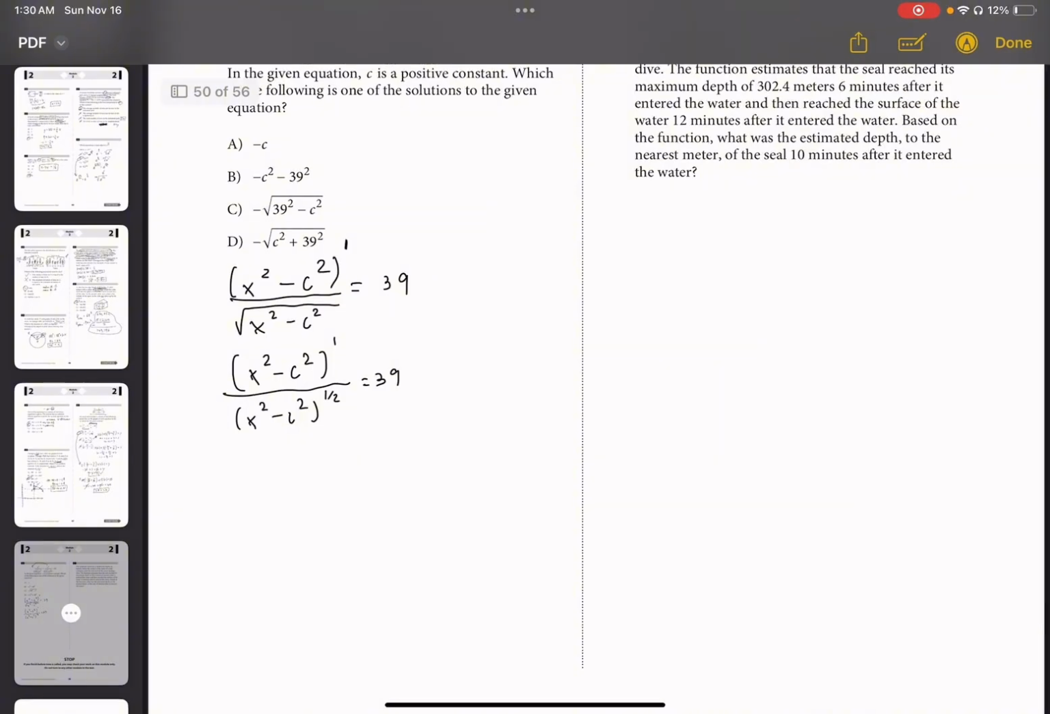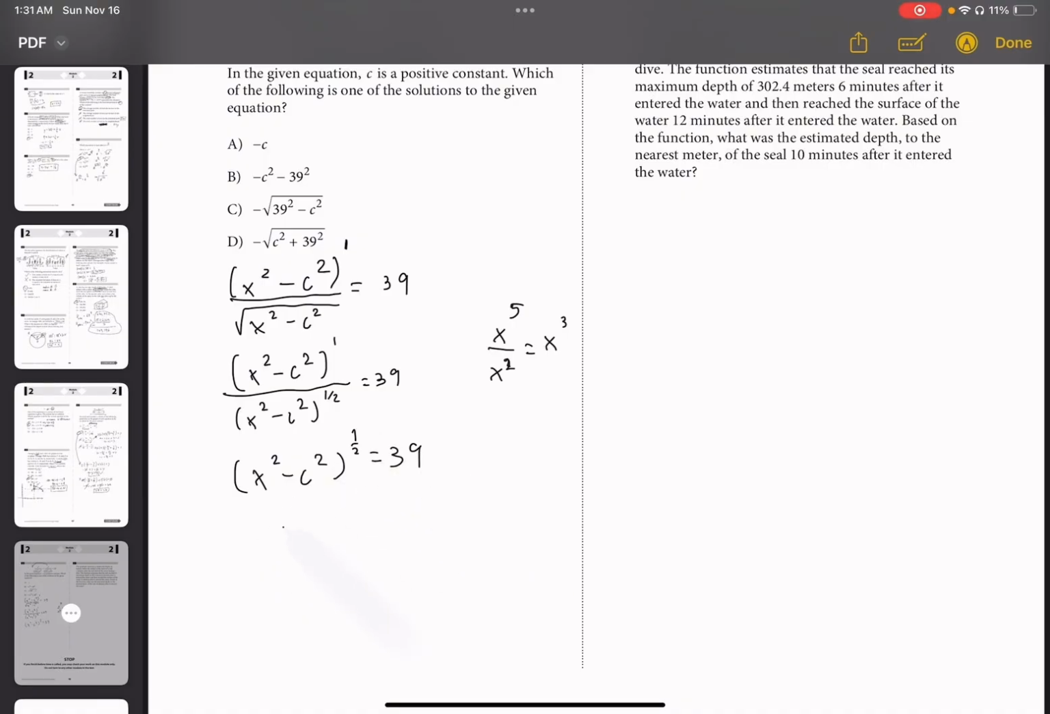So now you could think of these two, the numerator and the denominator, as simply one term, like x to the 5 over x to the 2. You know that that can simplify down to x to the 3 because it's 5 minus 2. Same with this: you can subtract 1 minus 1/2, and you get x squared minus c squared to the 1/2 is equal to 39.